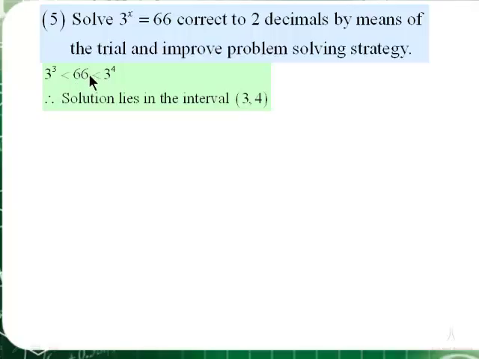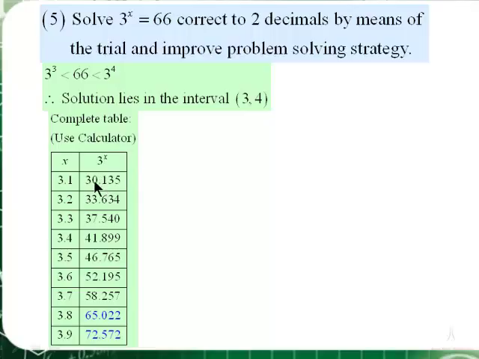So 66 is therefore 3 to a power slightly greater than 3 but smaller than 4. So at least we know the solution must lie in the open interval from 3 to 4. So we need to try and find the solution. So I select x values from 3.1 up to 3.9, and you can see I go up with intervals of 0.1 and then use the calculator to calculate the output values. Let me show you how to obtain this particular table by means of your calculator.